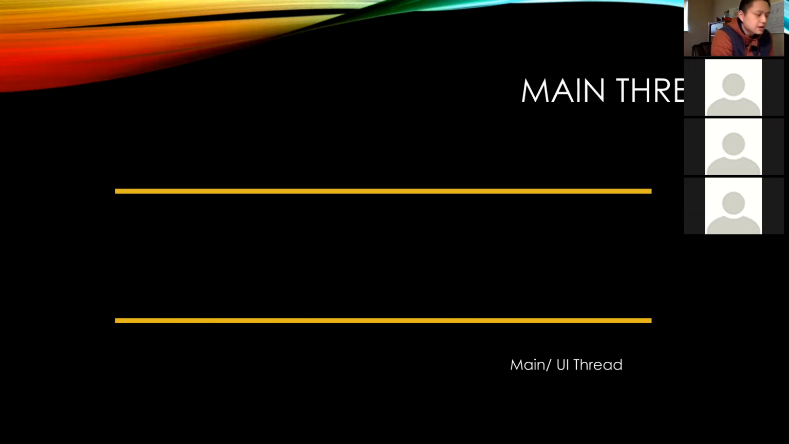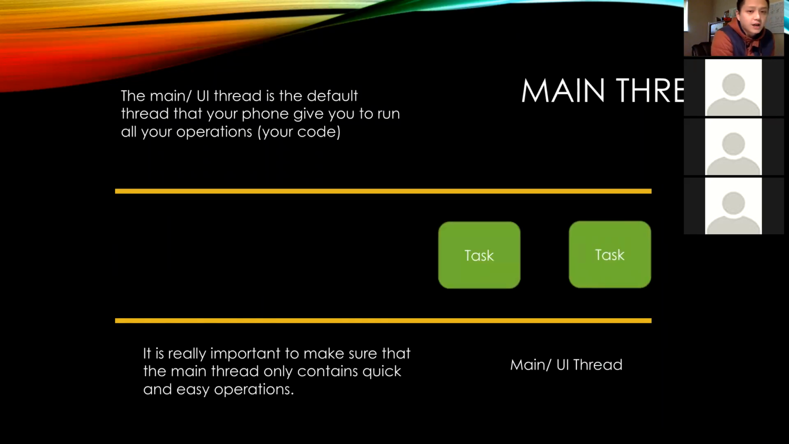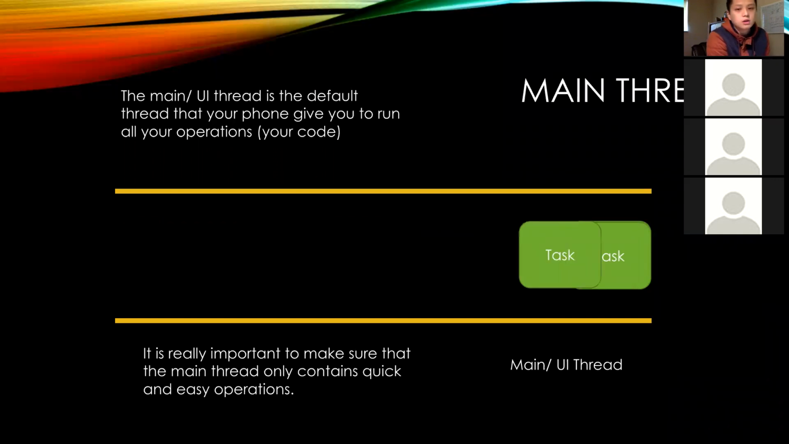So there is a thing on your app that's called the main thread or the UI thread. And the UI thread is a default thread that your phone provides that runs all your operations, right? So a thread is like a place where execution of blocks of code is happening. And it is very important to understand and to be cautious about that. This thread should always be running as smoothly as possible. Okay.